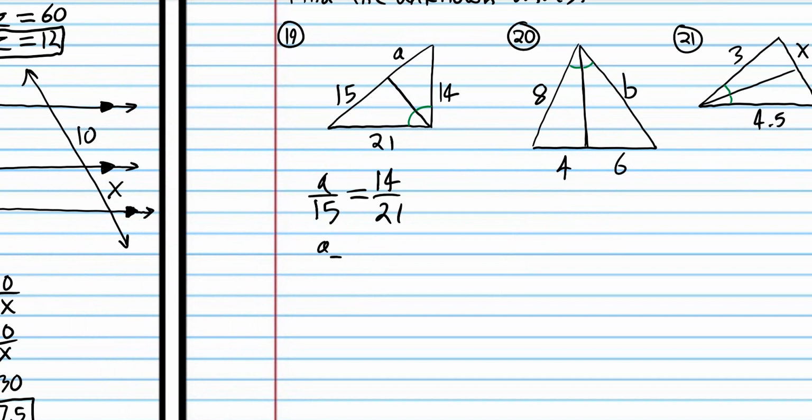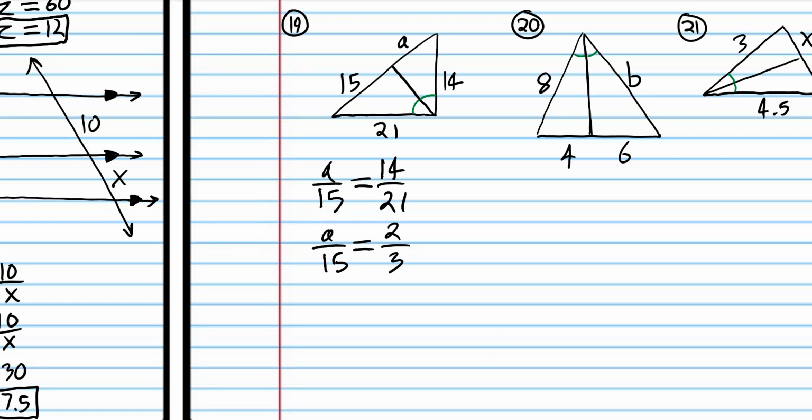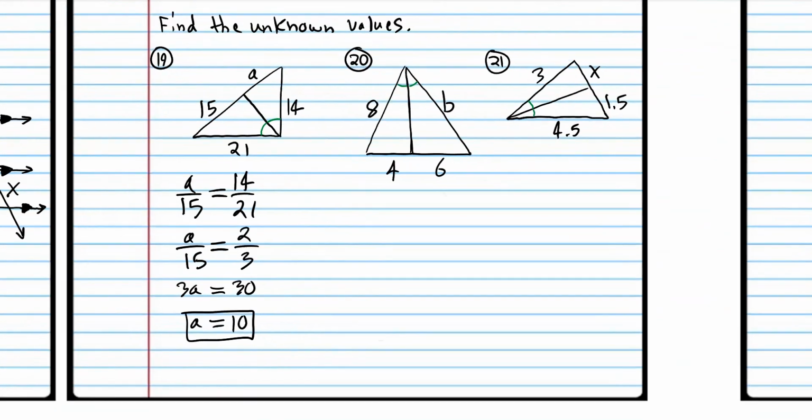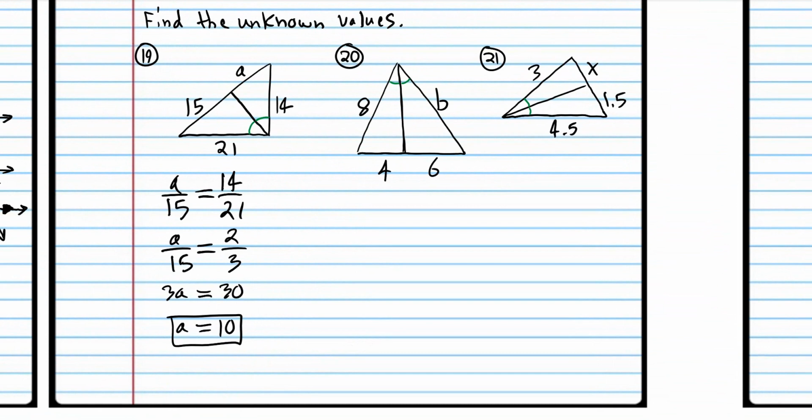We're going to divide both sides of the right fraction by 7, and we get 2 over 3. And then we're going to cross multiply as usual, and we get 3a is equal to 30. Divide both sides by 3, and we get a is equal to 10. So again, it's just another proportionality theorem.